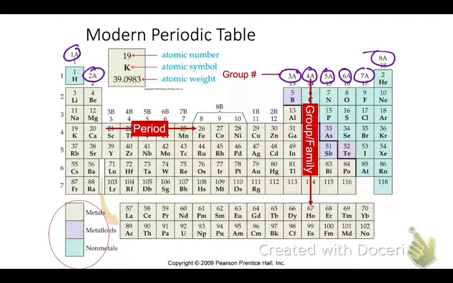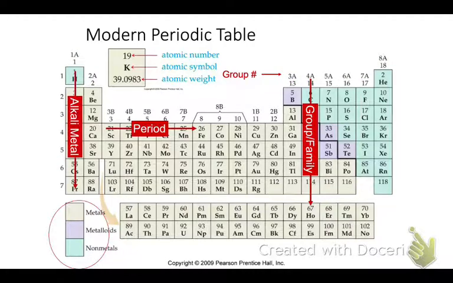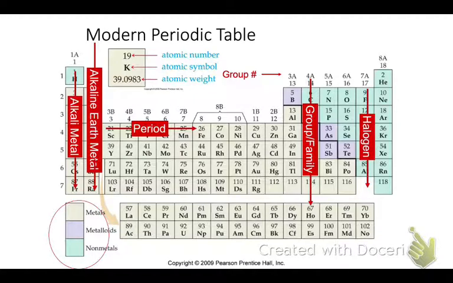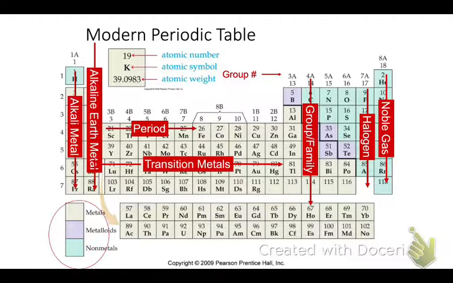In the middle here, we have the B groups, and in Chemistry 1A, we really don't go in depth and talk a lot about the B groups. Group 1A has a common name. It's called alkali metals. Group 2A has a common name, and it's called alkaline earth metals. Group 7A has a common name. We call them halogens. And group 8A are noble gases. The block here under the B groups is what we call transition elements or transition metals.